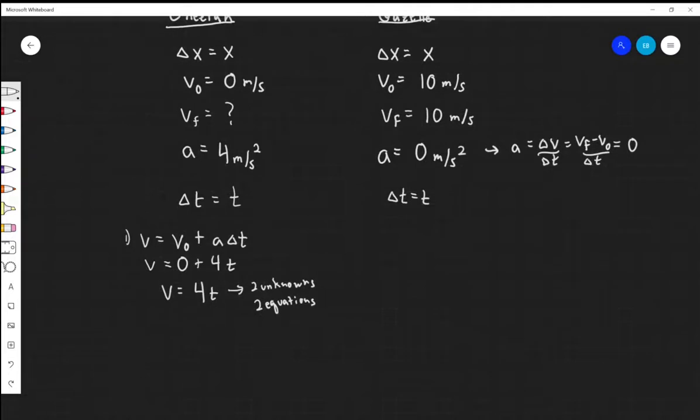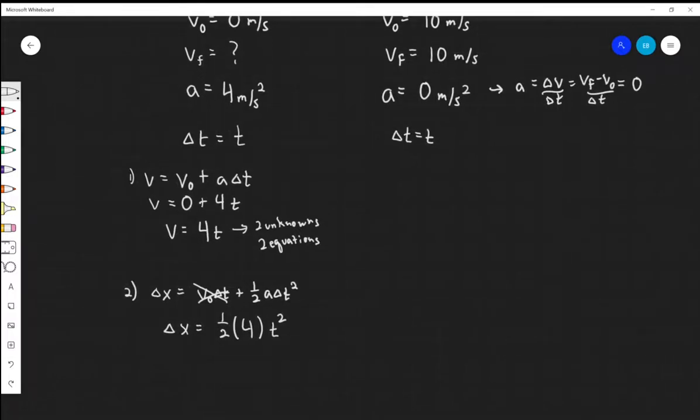Okay, so I can write down more equations for the cheetah. We've got change in position equals v naught times change in t plus 1/2 a times change in t squared. Now, how does this help us? Well, our v naught goes away because that's 0, and we have our change in x still is equal to 1/2 times the a, which is 4 meters per second squared, times the t squared. Okay, so does this help us? We have change in x equals 2 times change in t squared.